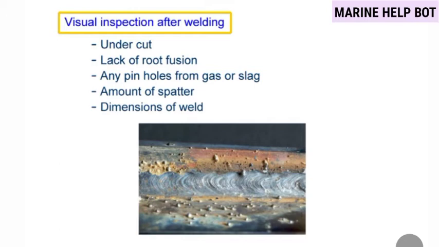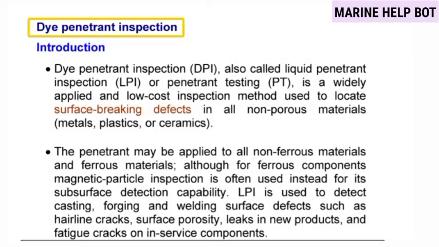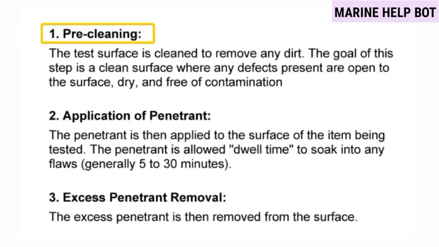So now moving towards our second test, dye penetration test. It is also called a liquid penetration test or penetrant testing, and it is a widely applied and low cost inspection method used to locate surface breaking defects in all non-porous materials. So this method is used widely because it is low cost and we can easily make out the cracks on the surface. So there are various steps in which this test is carried out.